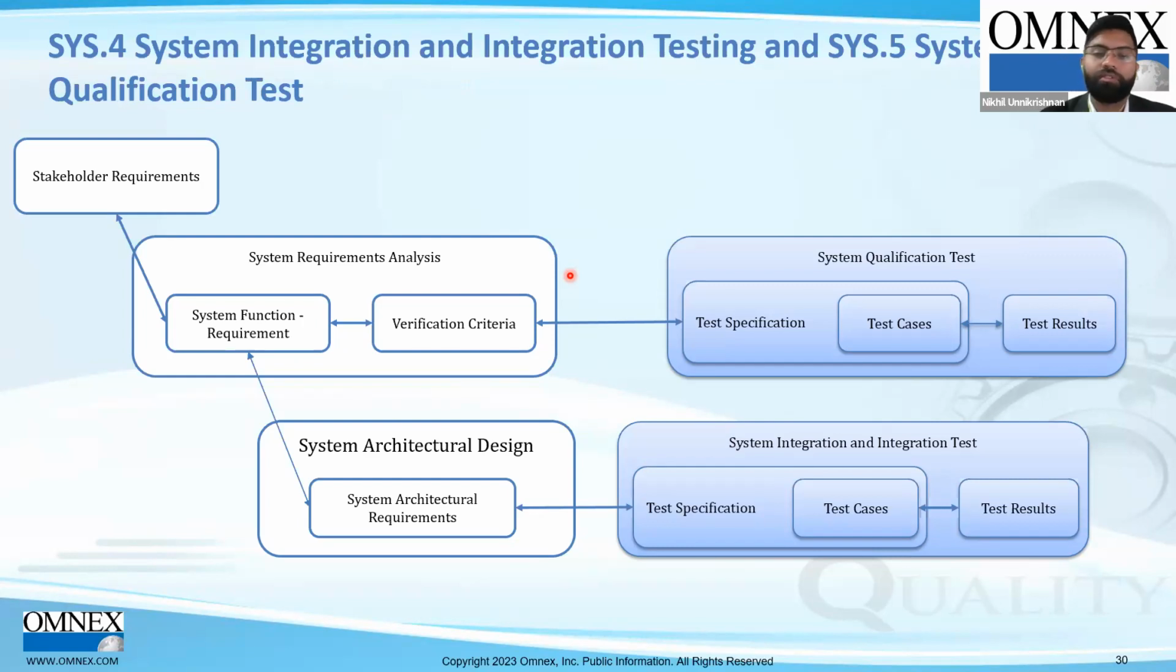Although if I'm saying develop test cases, when it's at the system integration and integration test level, we're talking about developing test cases against the test specifications that map up to the system's architectural requirements. Whereas when I'm at the qualification level, we're talking about the test cases that trace back to the system functional requirements. So that's the key part here: what level am I talking about, right?